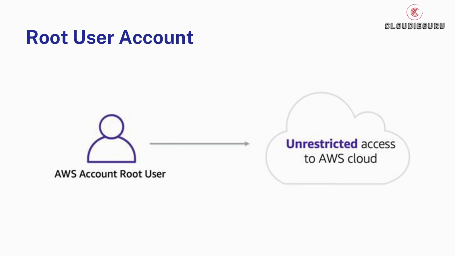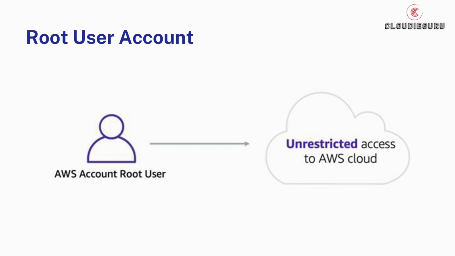Now let's see different AWS IAM identities. First is root user account. When we first create an AWS account, we begin with an identity that has complete access to all the AWS resources and services in the account. This identity is called the AWS root user account, and this account can be accessed by signing in with the email address and password that we use to create the AWS account.